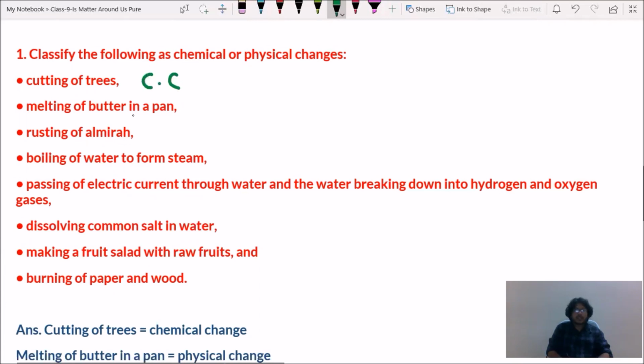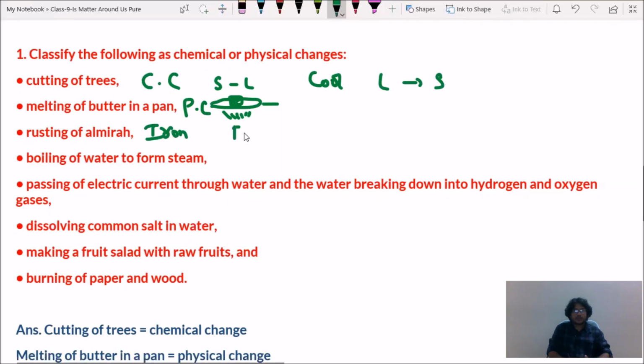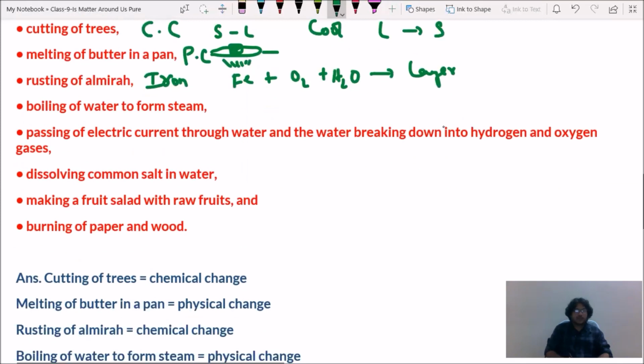Melting of butter in a pan. If you take a pan and place a small piece of butter, because of heat energy, that solid will become liquid. Again, if you cool it, that liquid will become solid. It is reversible. So we can call it a physical change. Rusting of almirah. If you take any iron almirah and it is rusting, I told you, whenever iron is exposed to oxygen, water, etc., that forms a layer called rust, which cannot be taken back. So rusting of almirah is a chemical change.